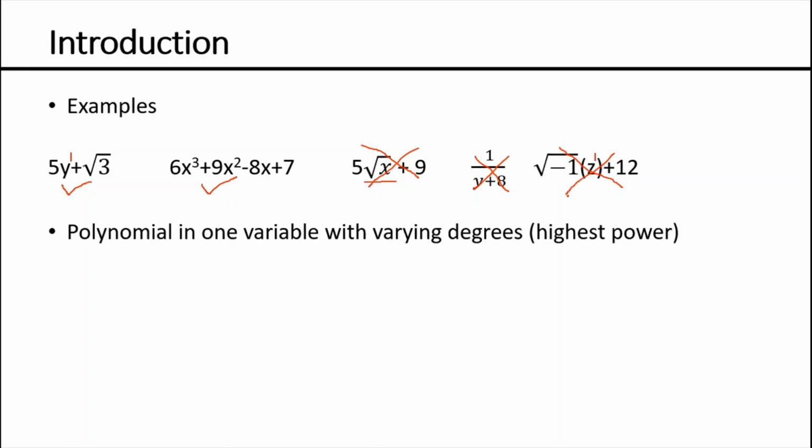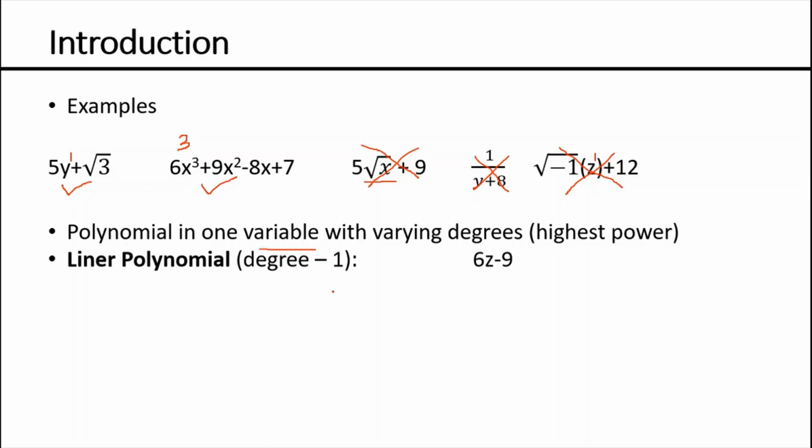In class 10, we will be dealing with polynomials in only one variable with varying degrees. Now, what is a degree? Degree is the highest power of the variable which is present in that expression. If we take the example of 6x cube plus 9x square minus 8x plus 7, we can see that this expression is a polynomial in variable x with degree 3. Here the degree of the polynomial is 3. Why? Because the highest power of the variable, which is x, here is 3.